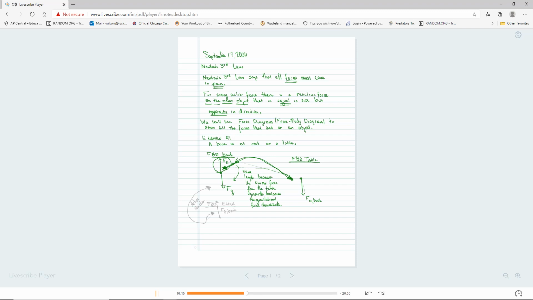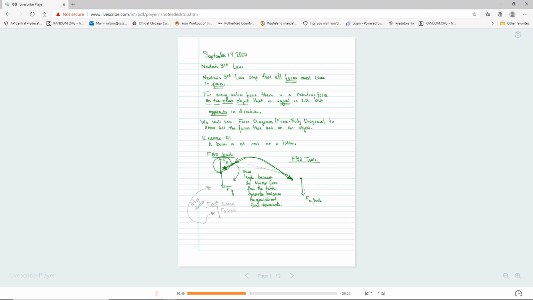So what would be the reaction force for the force of gravity? Where does the gravitational force come from? Comes from the Earth. So if there's a force from the Earth onto the book, there is also a force on the table from the book. Don't mix in a third object. You hear? Don't mix in a third object. That's a very common mistake.